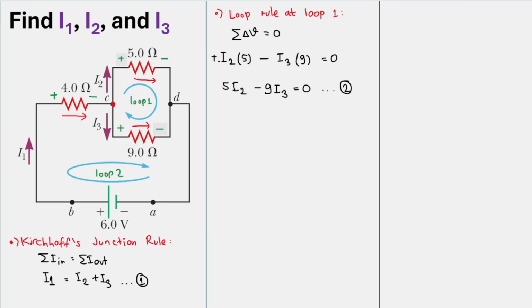Okay, now let's do another loop rule, but this time at loop 2. Loop rule at loop 2.